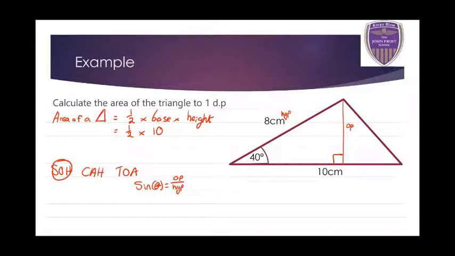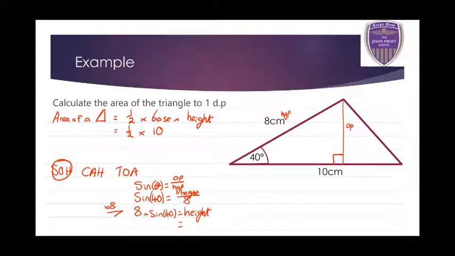So we're going to substitute the numbers in. We know the angle's 40, so sine 40 equals opposite. We don't know the opposite, but this is our height, so I'm just going to write the word height in there, over our hypotenuse, which is 8 centimeters. So sine 40 equals height over 8. We can't do much with height being over 8, so we're going to rearrange this. Multiply both sides by 8. So 8 times sine 40 equals our height. Perfect. That's what we want.